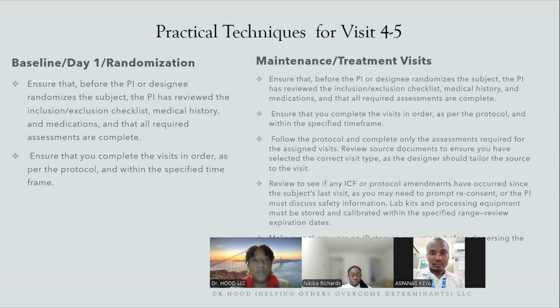Typically, when you do an EKG, it's time stamped. When you draw labs, the requisition has a space for time, but not always your vital signs, and not the time of administration of the IP. So we want to make sure time is collected.